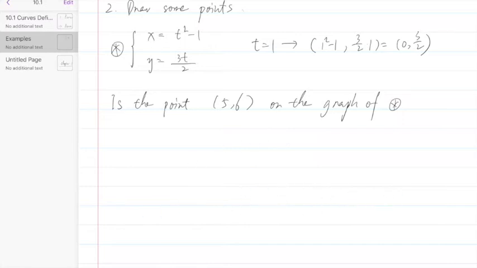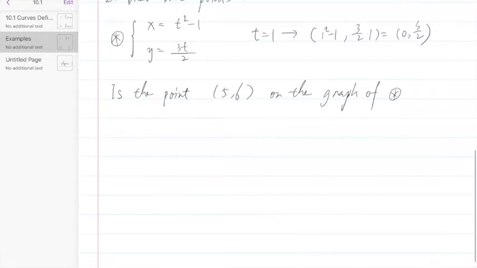Okay, so let me organize it a little bit. How to show that this one is on the graph and this is not on the graph? We just try to find this t. You can either find the t such that my x is 5, and then plug in y and see whether I have 6 at the same time. Or you can plug in y equals 3t over 2 to get 6, to know the t such that your y is 6, then plug it into x and see if it's 5. Either way works. For this case, the easier one is actually to calculate y.